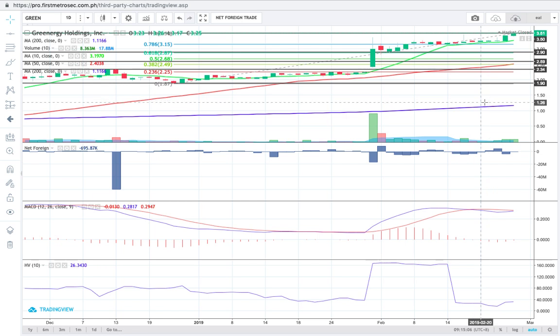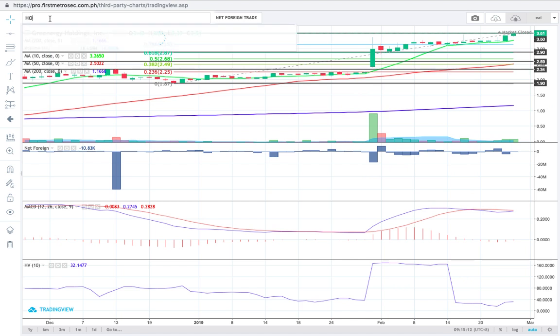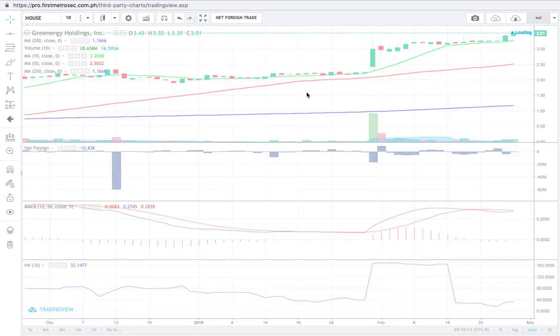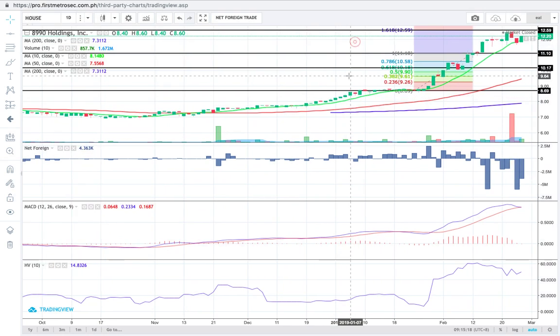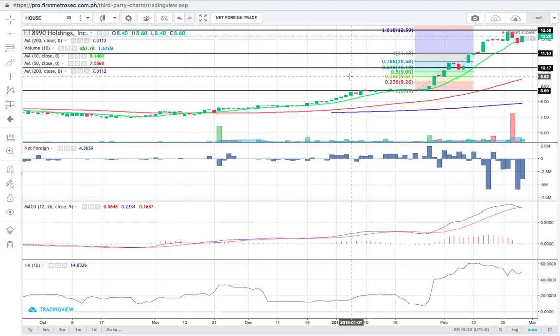Now let's talk about the next top gainer as of February 27. So we got house. I think the other day I already plotted the Fibonacci extension for house as well. So let's take a look.